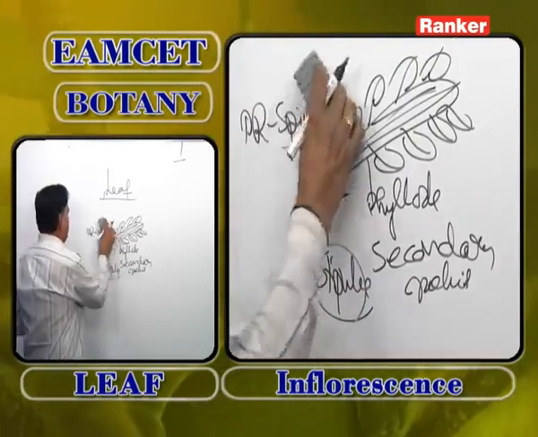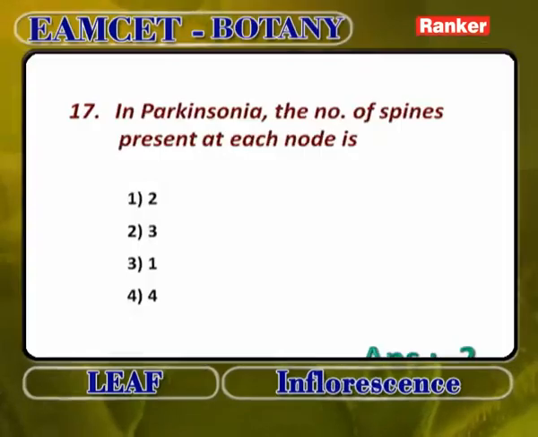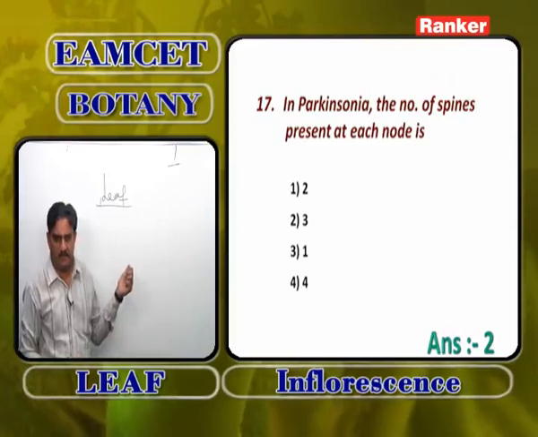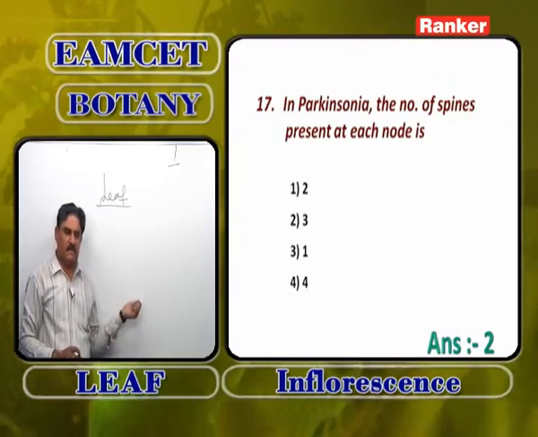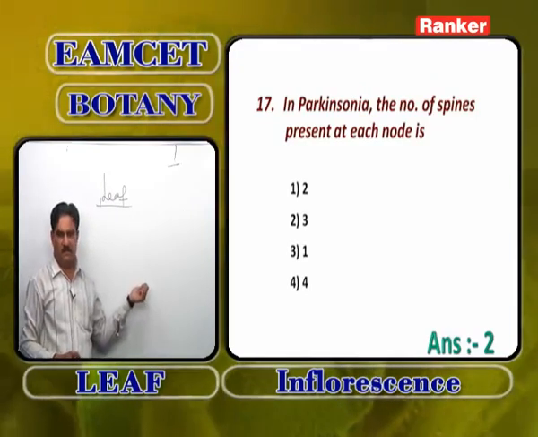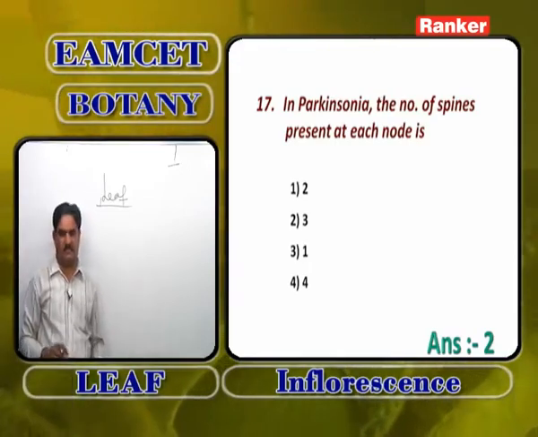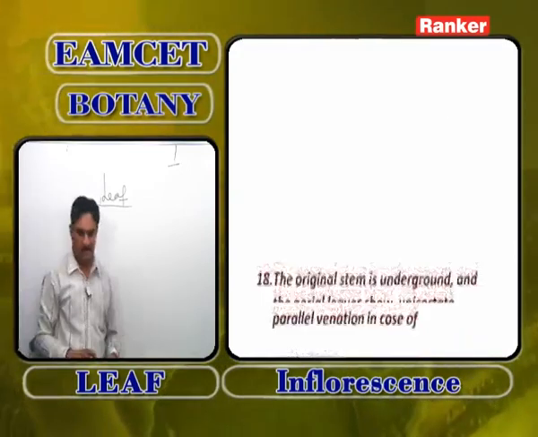So in total in Parkinsonia, the number of spines at each node will be 3. Definitely 3 spines are present in Parkinsonia. Why? I just now explained. Primary rachis becomes a spine. Stipules become 2 spines. Secondary rachis becomes a phyllode, and phyllodes perform photosynthesis. So 3 spines are present.